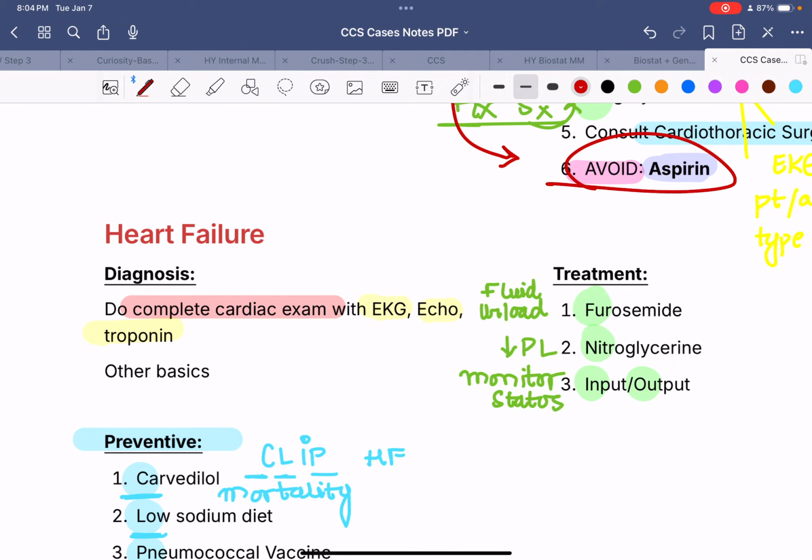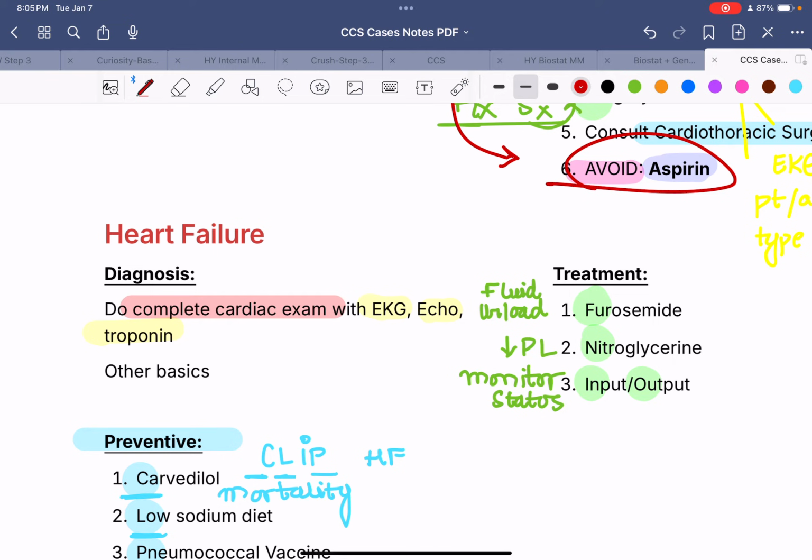So you need to support his heart. And first of all, remove the extra fluid that's present, right? Fluid unload him. That's furosemide. Then put less load on his heart if you can't actually make the heart better. So you want to put less load on the heart so the heart can contract better with whatever energy it has, and therefore you're going to give nitroglycerin to decrease the preload.